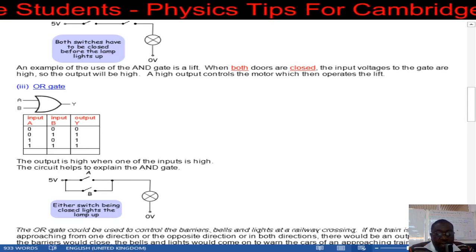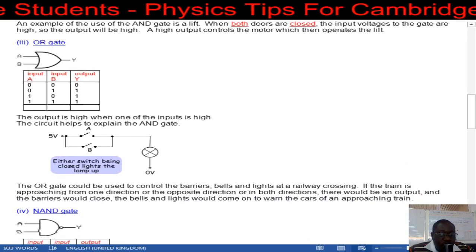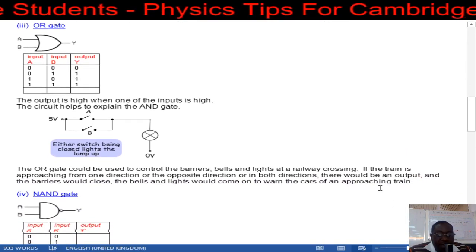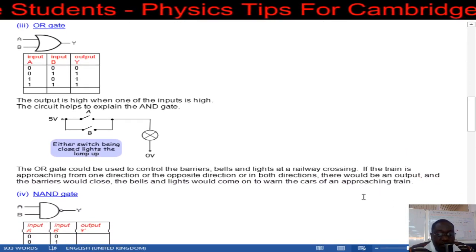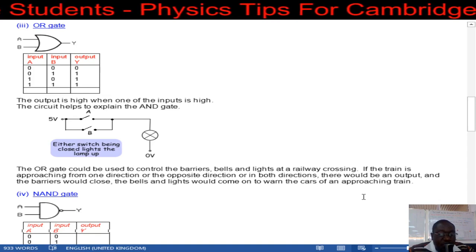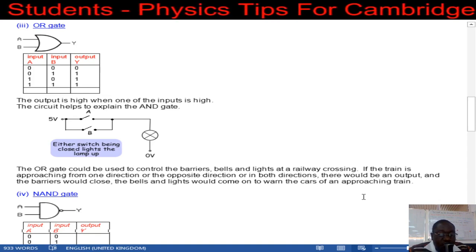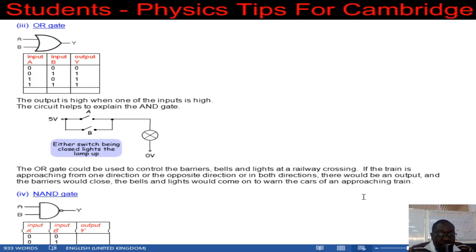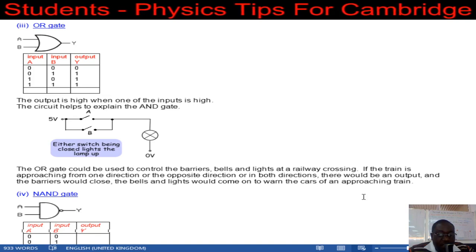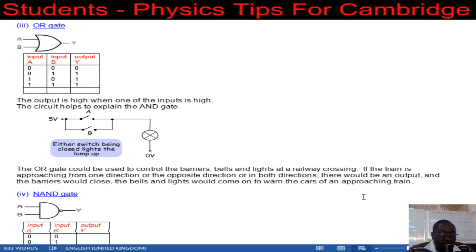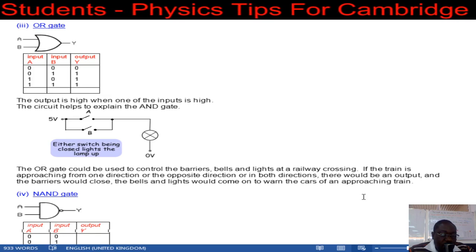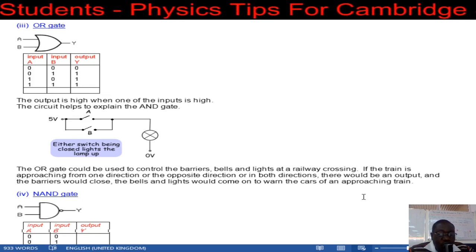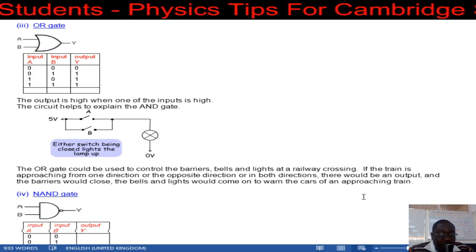So an OR gate can be used to control the barriers, bells, and lights at a railway crossing. If the train is approaching from one direction, or the opposite direction, or in both directions, there would be an output and the barriers would close. The bells and lights would come on to warn the cars of an approaching train.